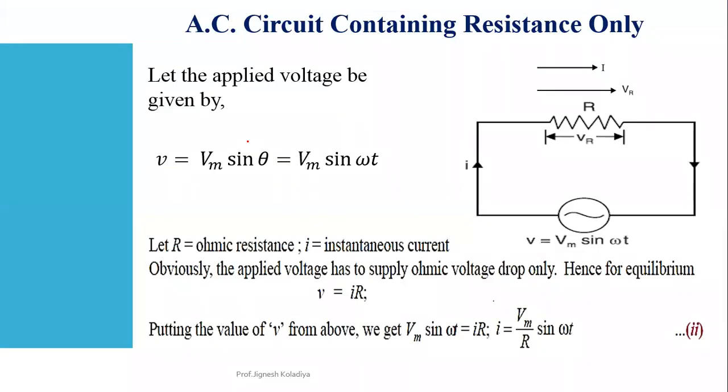Okay, so case number 1, AC circuit containing resistance only. Means if only resistance is connected in the circuit, and you are giving the AC supply into this circuit, then what will be the relation between voltage and current? What will be the power in this case? That is very important, and we have to learn about this. So let us see it.